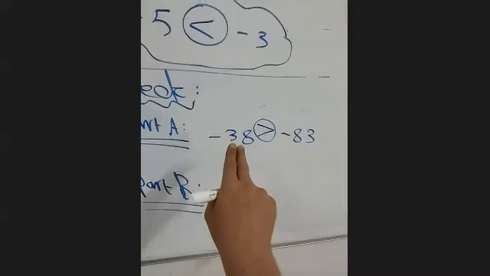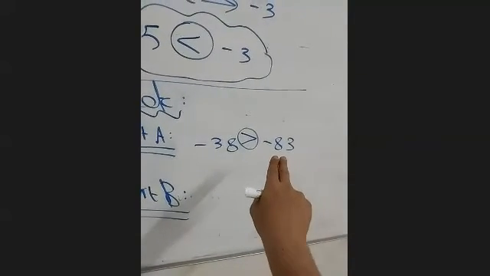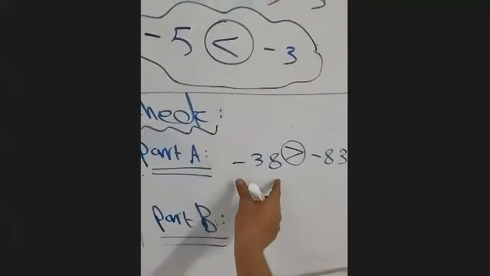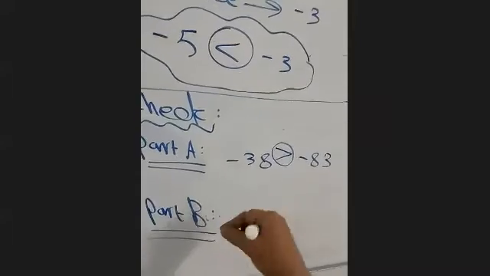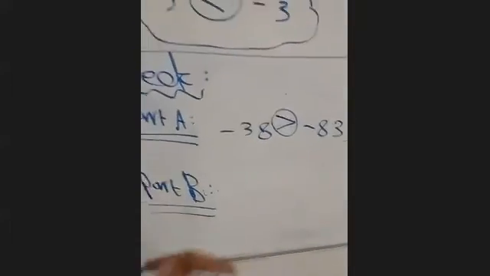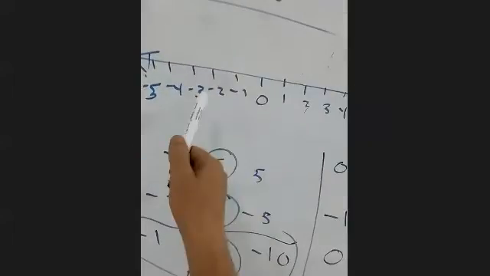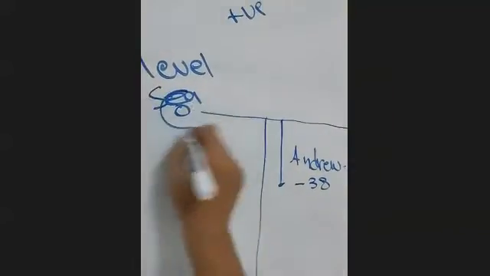Negative 38 for Andrew and his father, and negative 83 for the canyon. So Andrew and his father have a greater elevation, which means they are closer to the sea level, closer to the zero. Remember, the greater number in the negative is closer to the zero. What is the zero here? The zero is the sea level itself, right?